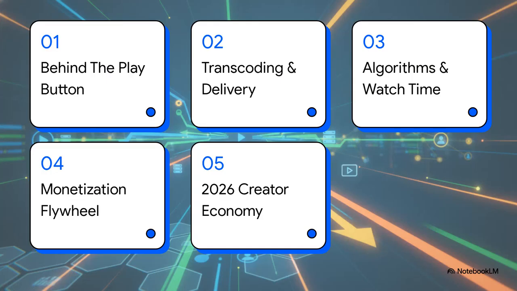Here's our system blueprint for today. First, behind the play button. Second, transcoding and global delivery. Third, algorithms and watch time. Fourth, the monetization flywheel. And finally, number 5, the 2026 creator economy.